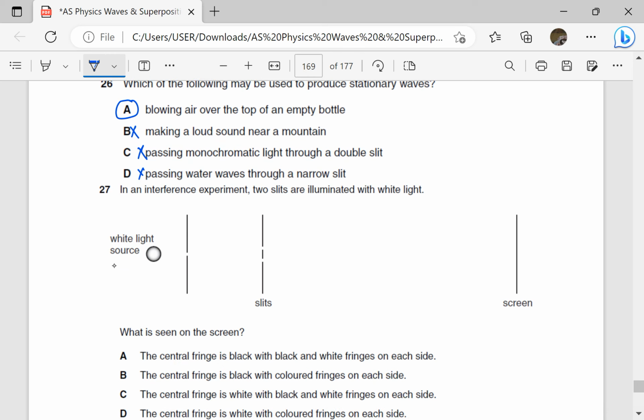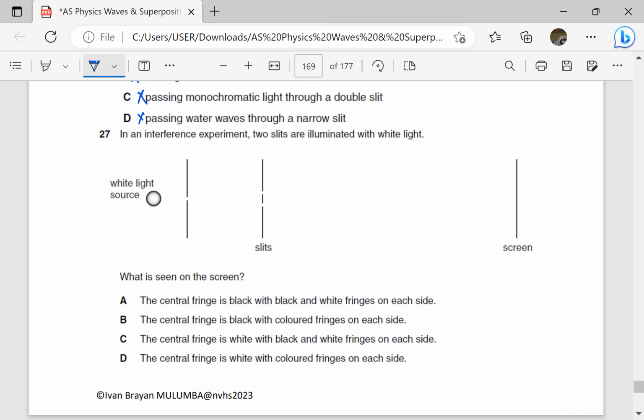In an interference experiment, two slits are illuminated with white light. What is seen on the screen? The central fringe is black. Remember, this is white light. If it is white, of course, the central fringe is supposed to be white. So that's not true. The central fringe is white. That's true. The central fringe is white with black and white fringes on each side. That's not true. The central fringe is white.